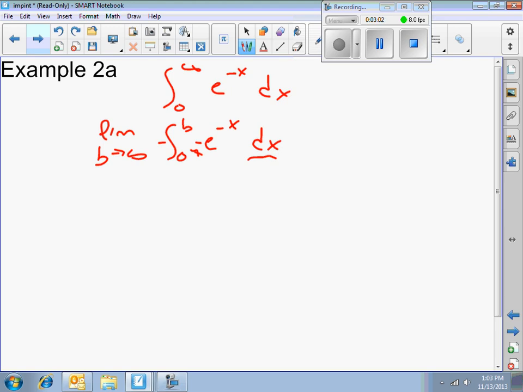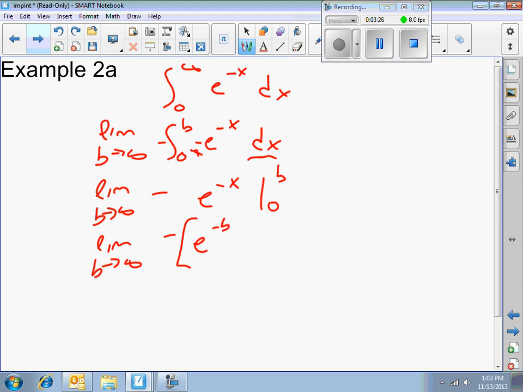So the integral here is the negative e to the negative x. And we're evaluating that from 0 to b, and don't forget to bring your limit down every time: the limit as b approaches infinity. So we're looking at the limit as b approaches infinity of negative, I'm going to put this all in parentheses now, e to the negative b, minus e to the 0, which is the limit as b approaches infinity of negative 1 over e to the b minus 1.